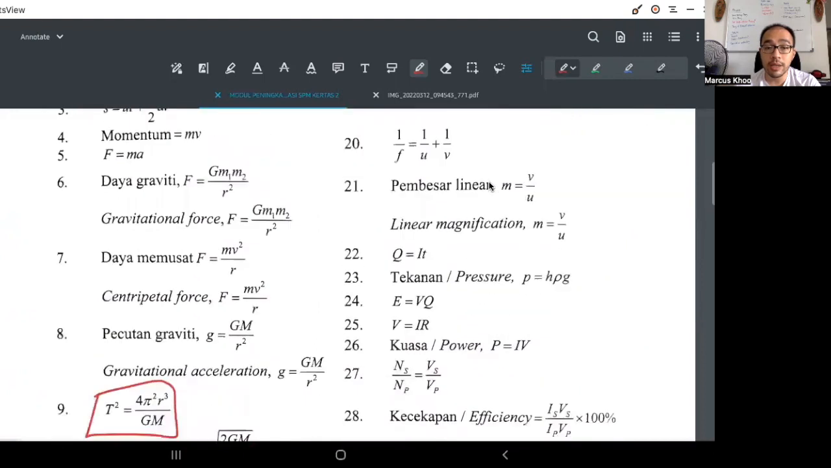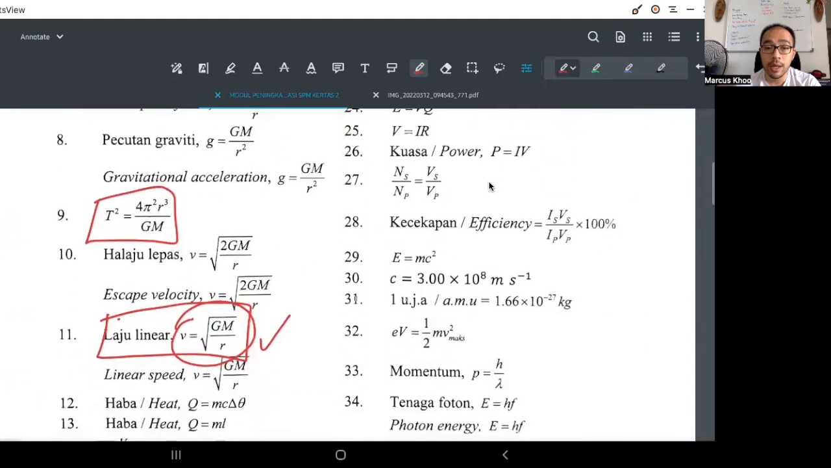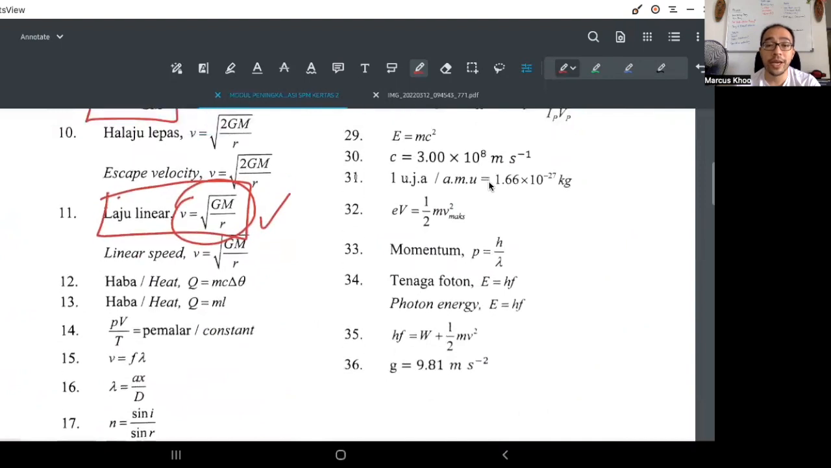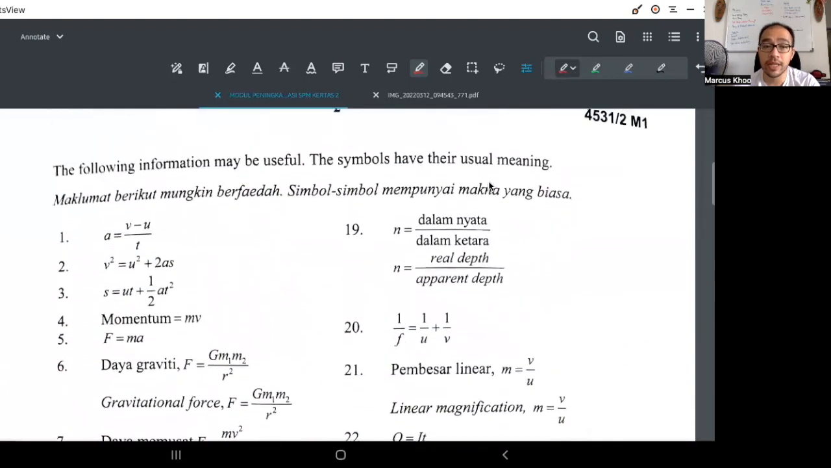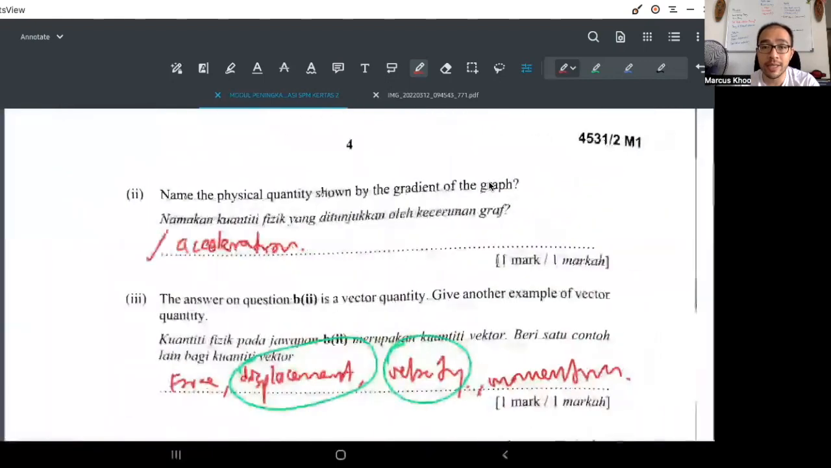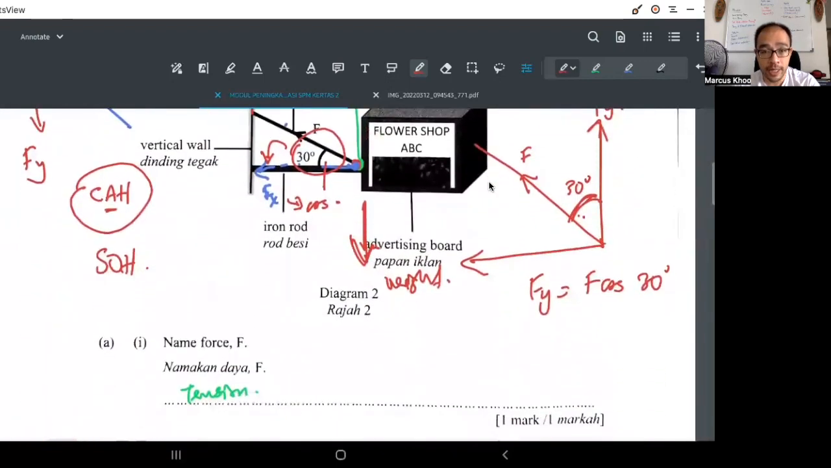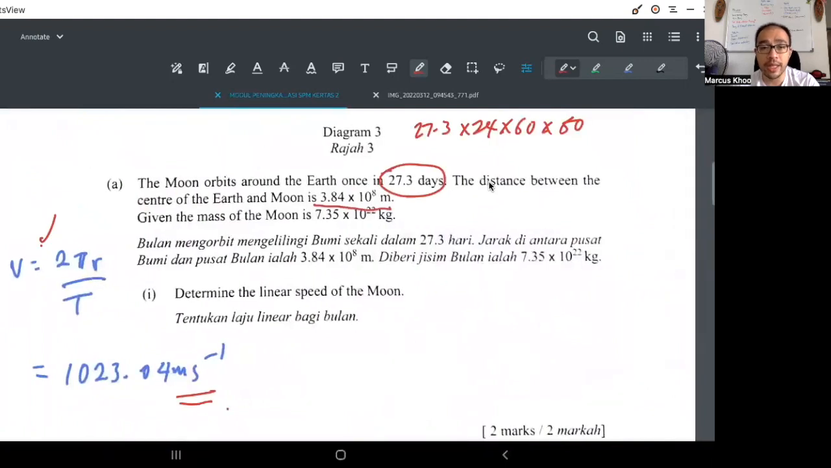Oh, the value of g is given. Oh, the value of g is not given. Okay. Yeah, I guess if the value of g is not given, then it's a little bit difficult, unless you remember 6.67 times 10 to the power of negative 37. I think so.